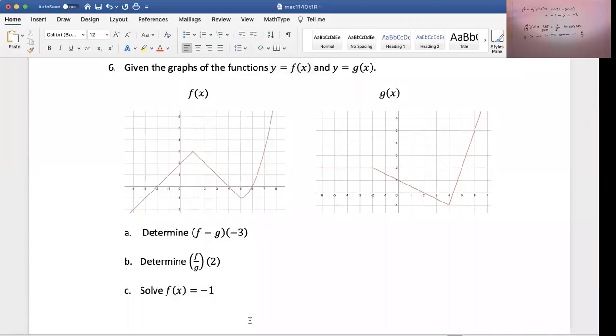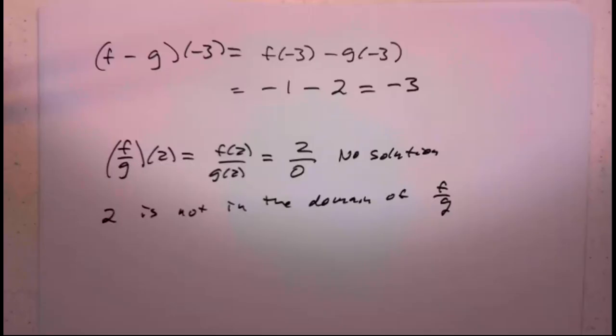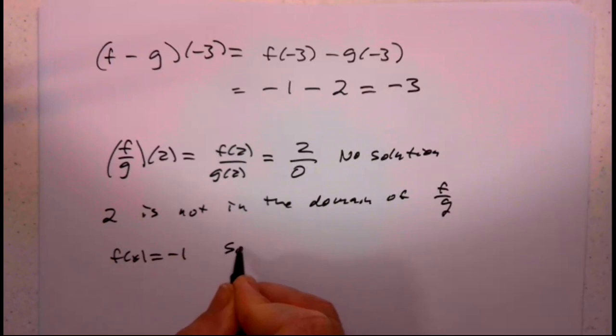Solve f of x equals -1. Okay. So for what x values on f give me a y value of -1? I believe there are two of them. We have one here at -3 and one there at 5. So f of x equals -1 is what we're trying to solve for, and our goal is to solve for x.